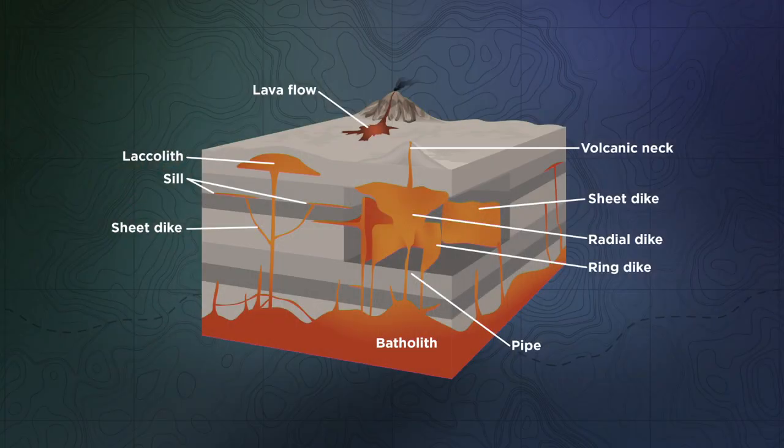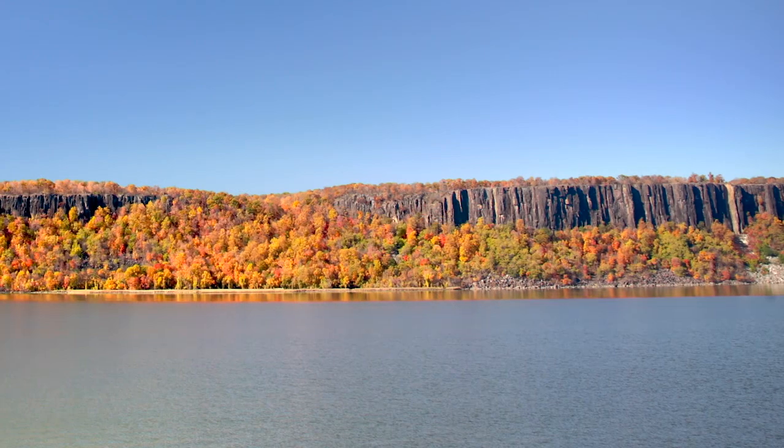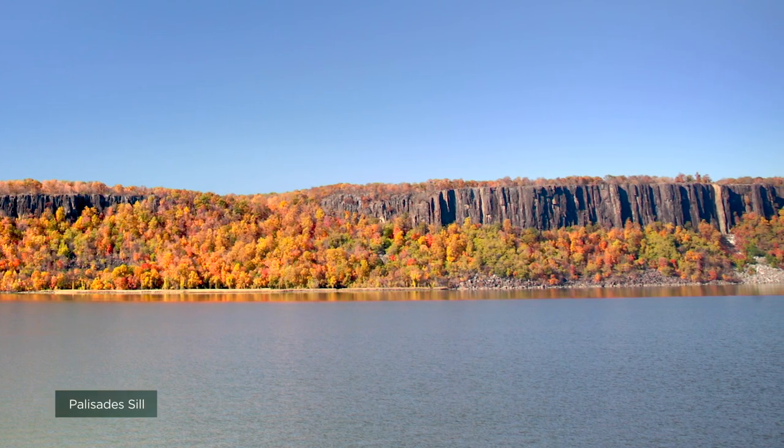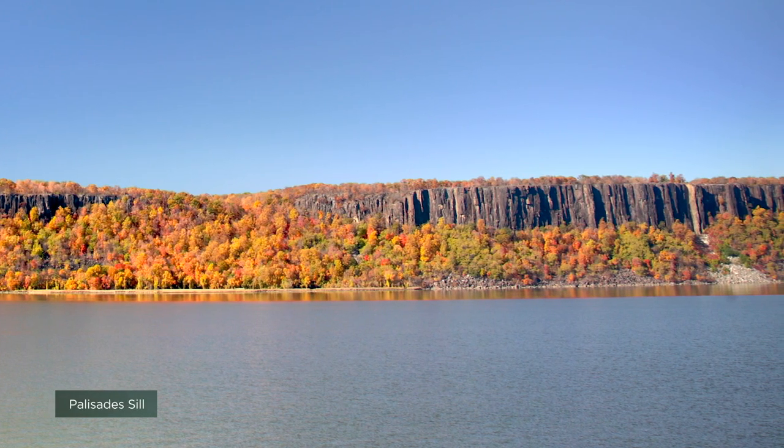Besides batholiths, there are various smaller types of intrusive igneous bodies. These form in various geometries that are the result of the influence of the rocks they have been intruded into. For example, sills are sheet-like intrusive bodies, which form parallel to bedding planes in sedimentary rock. Across from New York City, the Palisades Sill on the cliffs of the west side of the Hudson River is a great example.